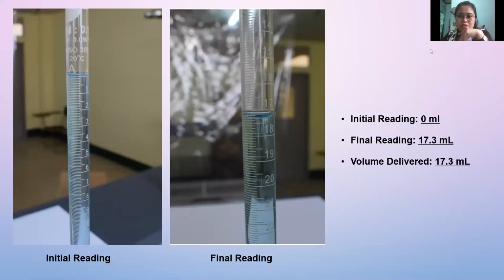Now, I guess we have the same reading also. Tanaw na ko kagaina sa report nila Jonabel. So the initial reading here is 0, and then the final reading is 17.3. You just have to subtract final reading and then initial reading. You can get the volume delivered.